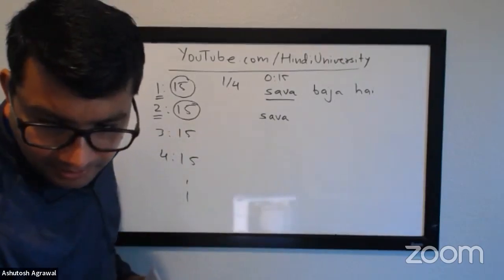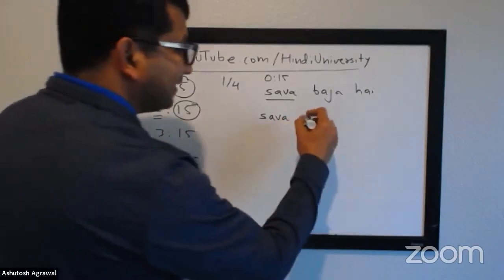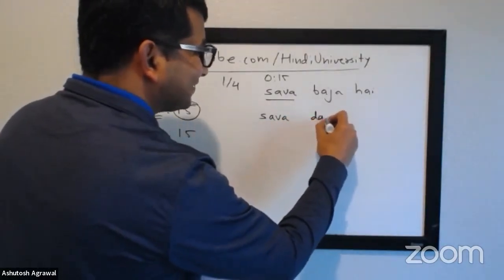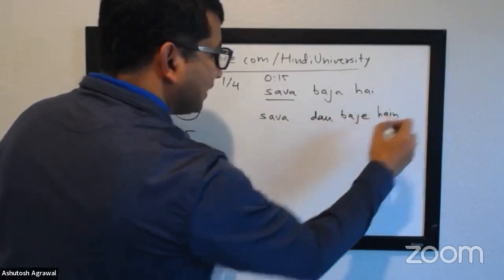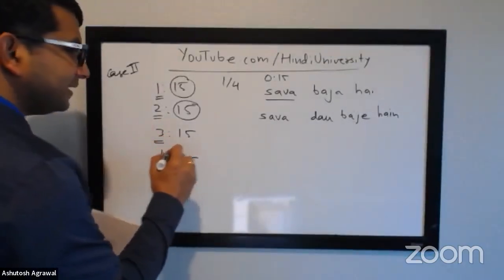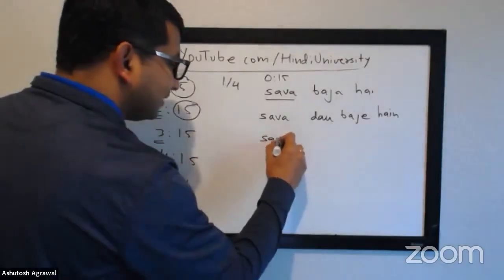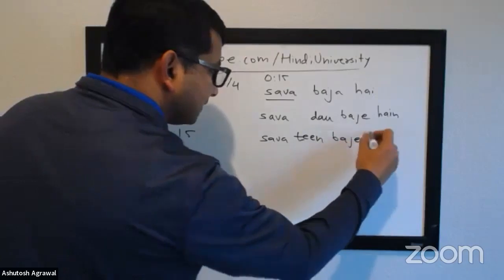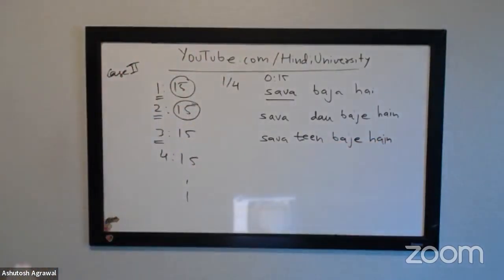Okay. In case you need more time, that's okay. Sorry, it was me, I thought I was unmuted. Sava do baje. Sava do baje. Anita ji, Professor Anita. So 3:15. सवा तीन बजे हैं. सवा तीन बजे हैं. Okay, who else?